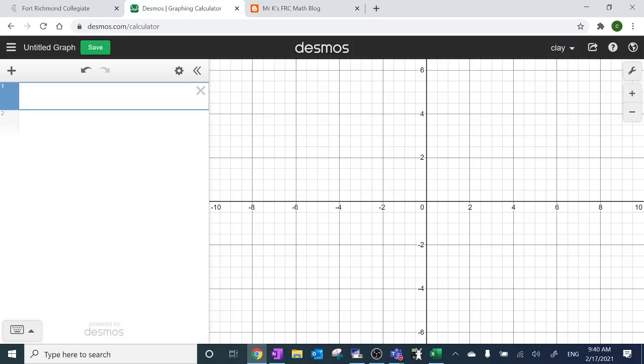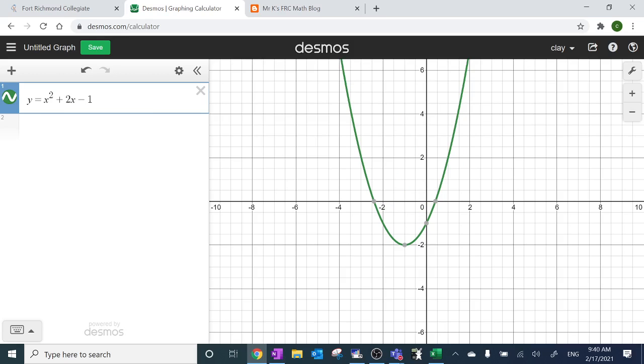Okay, so the first thing I'm going to do is put in the equation that we're looking at. And the equation is y equals x squared. And on Desmos, you get a superscript by just going Shift 6. And then, is it plus 2x? Yeah, it's plus 2x minus 1. So there's the graph that we made.